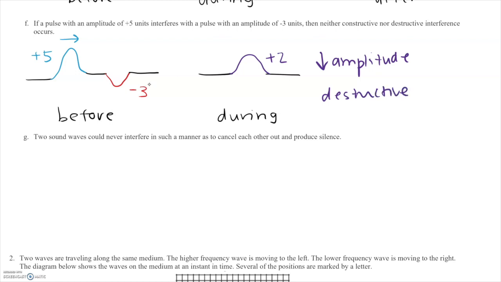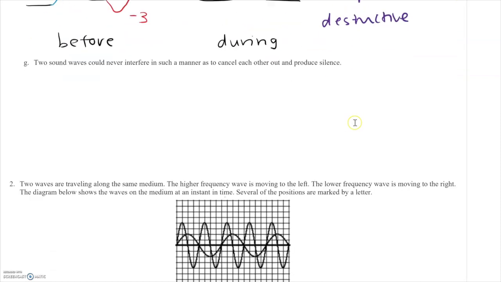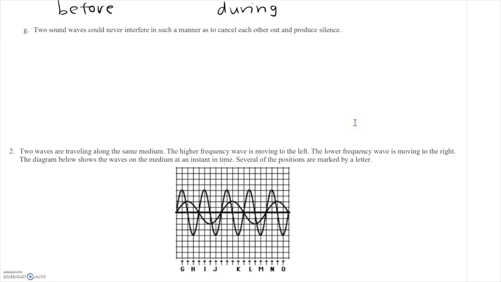So this statement is false. Then destructive interference occurs, and we can cross out this part. Finally, for letter G, two sound waves could never interfere in such a manner as to cancel each other out and produce silence. If you think about your AirPods, there is something called noise cancellation, and so we know that this is not true. Two sound waves can interfere and cancel each other out and produce silence.